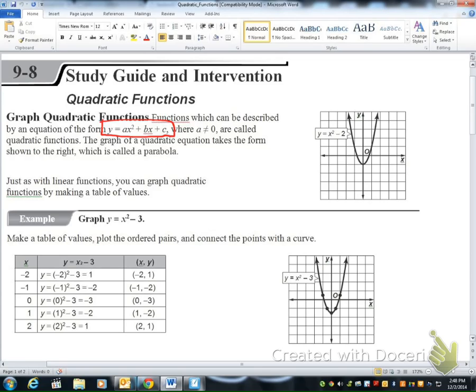Now, all of the equations we're going to look at are going to have an x squared term. The x term and the constant term are optional. Now, the reason why, if you look, this is the form, but it is where a can't be 0.